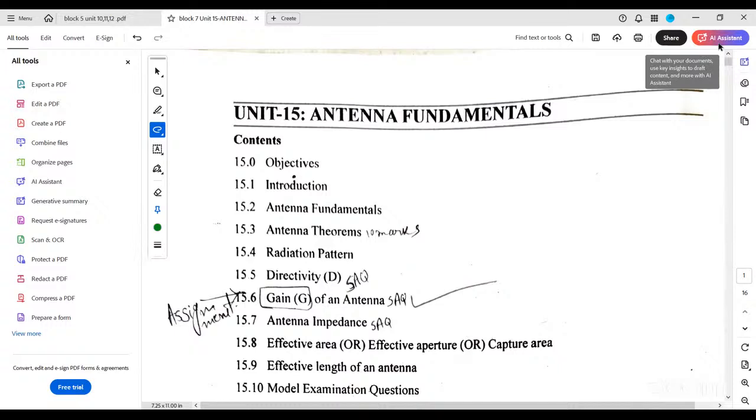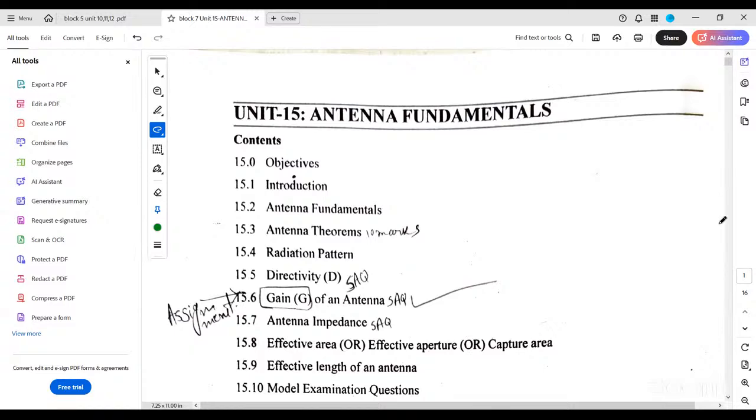Others. Now you see directivity. Directivity is a short answer question. Gain is a short answer question. Antenna impedance is a short answer, which was repeated in previous years. I am not preparing these, so don't ask again, madam, you said these questions are not coming. Just previous years' questions are covered.